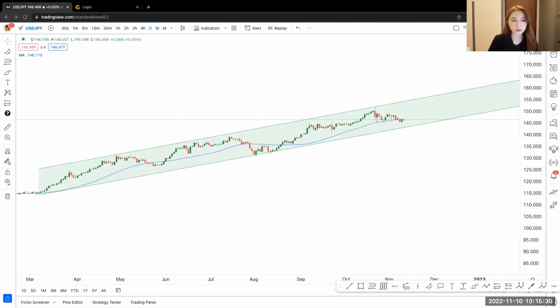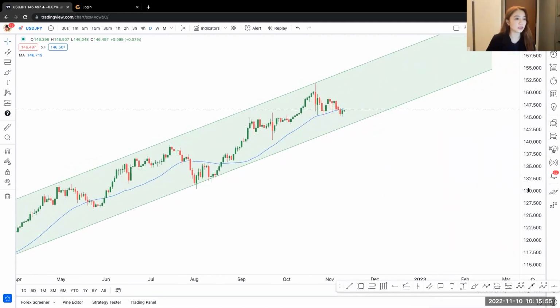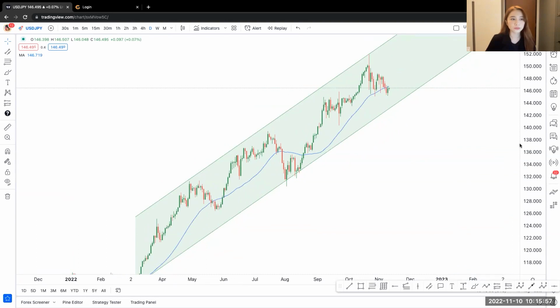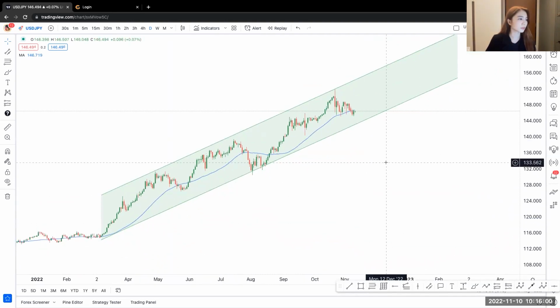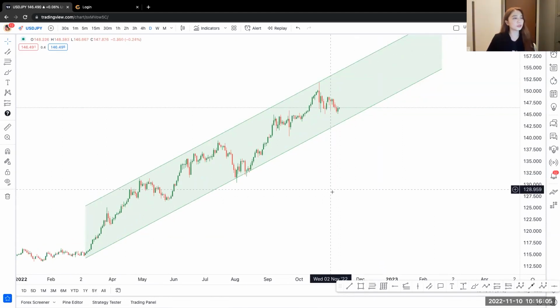So hold on. Okay, and then yeah, moving down to the daily, we are looking at this currently. We are looking at this. We are removing our MA first, and then we'll do the final analysis on the 4-hour chart.